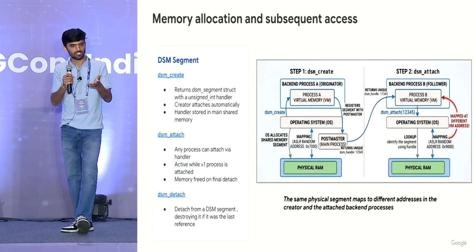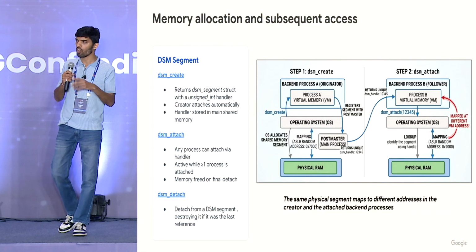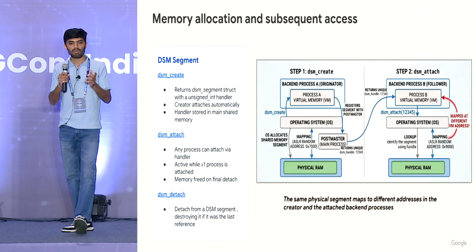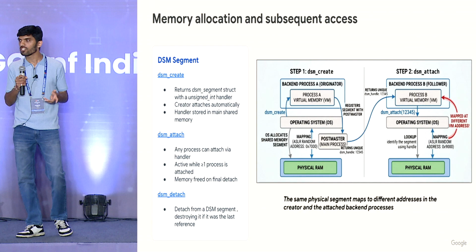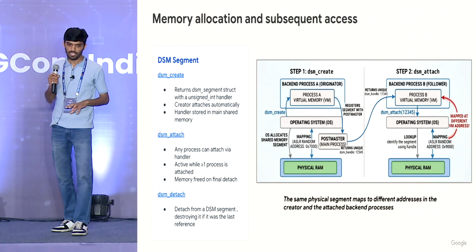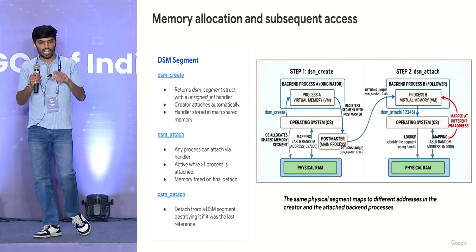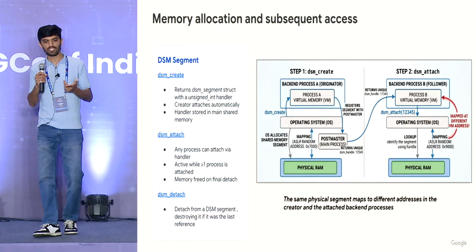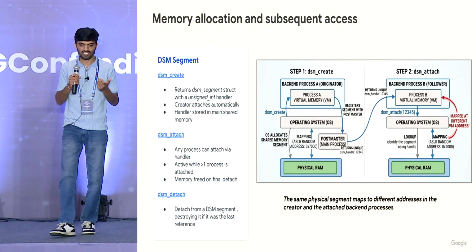So as we saw, the backend process created the segment using DSM create, and it got a handler. Now backend process B will use this handler and use the next function, which is DSM attach, to attach to that shared memory segment, and hence do the coordination of whatever they need. In this case, let's say the handler is 1, 2, 3, 4, 5, it uses that and passes it to the DSM attach function.